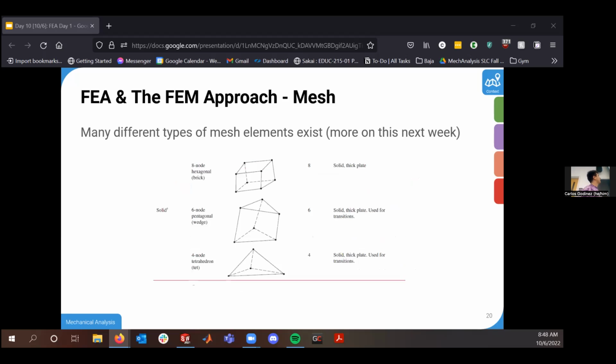And then lastly, you can have a full solid 3D element. Very commonly, you'll see a 4-node tetrahedron, often called just a tet. You'll also very commonly see bricks, like cubes, and sometimes you'll see a prism. All three of these have distinct advantages over one another in different applications. Again, we'll talk about that more next week.